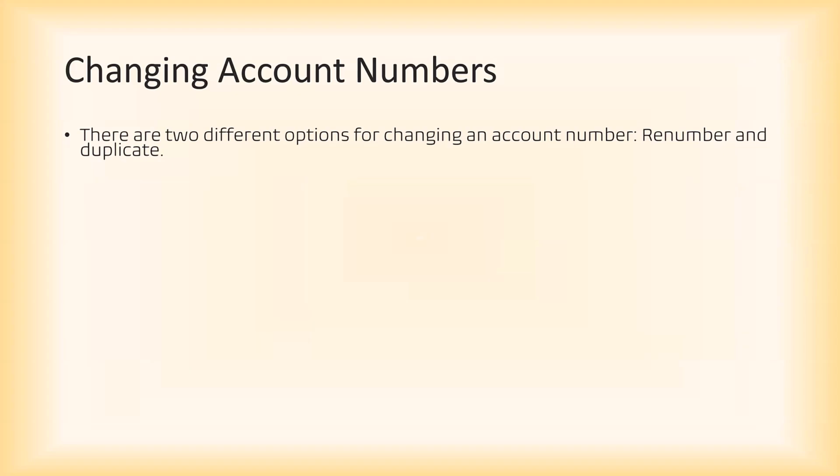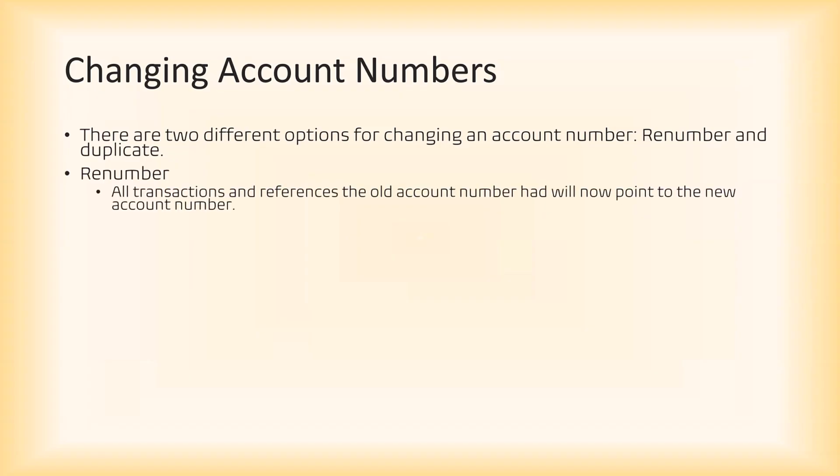We do have a renumber and a duplicate, but you can renumber in two different places. We have a renumber accounts utility in the utility section of General Ledger, but there's also one inside of account maintenance. What renumber does is it takes all the transactions and references from the old account number, and they will now point to the new account number. So any bill codes, GL trans, payables, equipment, will all now point to the new number. All the history will be to that new account number.